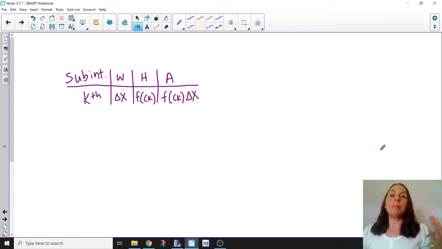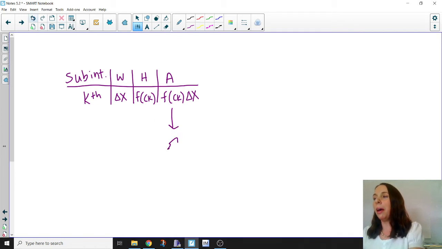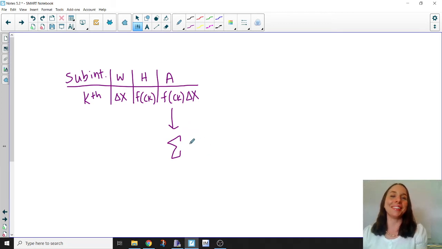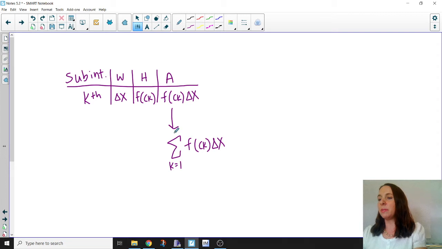All right, now think about what we did after that. After we got all of our subintervals done, we went to the area column and added them all up, right? We added up all of these values. So we can denote that in math with a capital sigma. That means add up all this stuff, add up all of these calculations. Okay, and we would say let's start with the first subinterval to the last subinterval. We'll just call the last subinterval n.